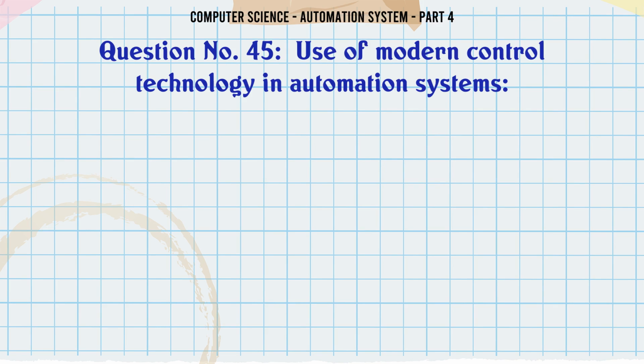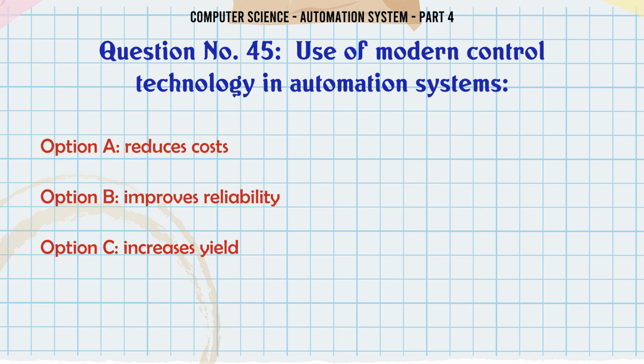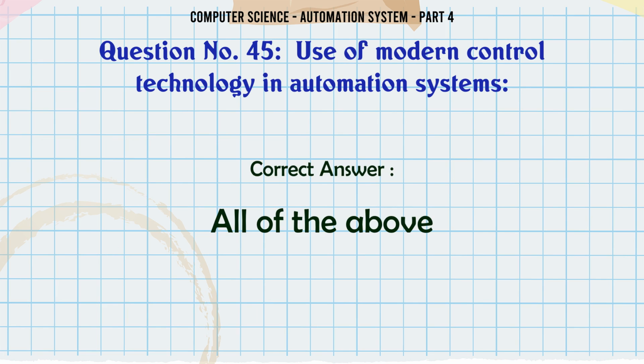Use of modern control technology in automation systems A. reduces costs. B. Improves reliability. C. Increases yield. D. All of the above. The correct answer is all of the above.